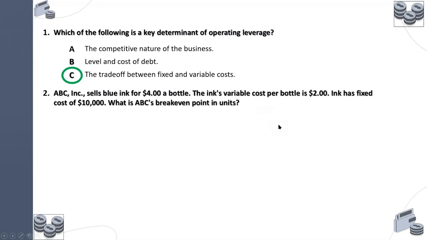The second question relates to the number of units needed so that the company just break even, which will achieve no profit and no loss. How to calculate the break even point at which the company makes no loss, no gain? It is by dividing the fixed cost by the contribution.